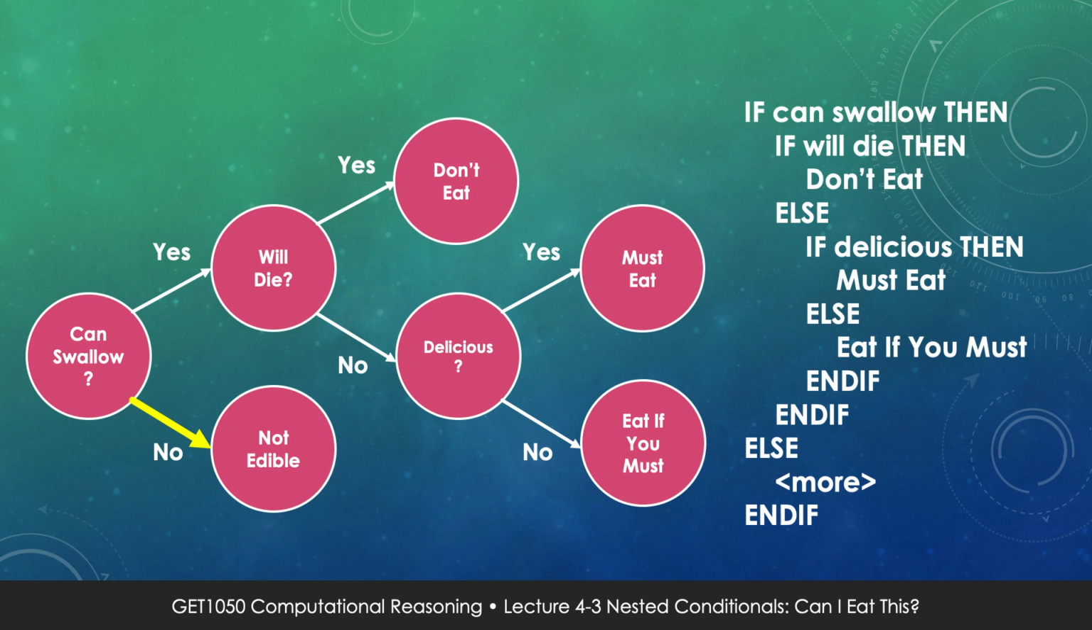So what if it cannot be swallowed? It's therefore inedible, yeah? So we'll put that in the top level else. And now our pseudocode will look like this. Okay, so now the question is, how do we do this in Excel? So let me show you.